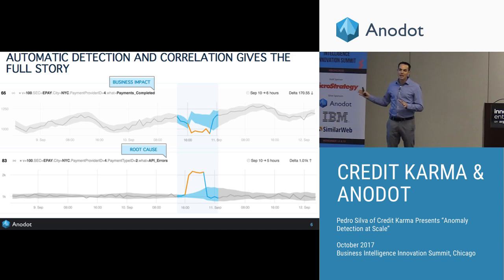So this was, in a nutshell, the process of anomaly detection. And of course, all of this should be unsupervised behind the scenes. And the user just needs to be alerted on what is going on.